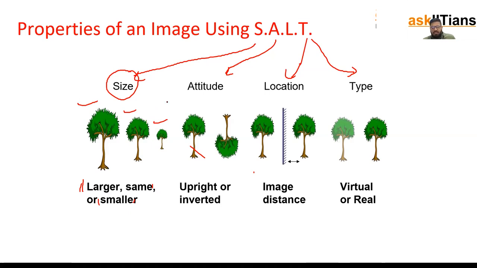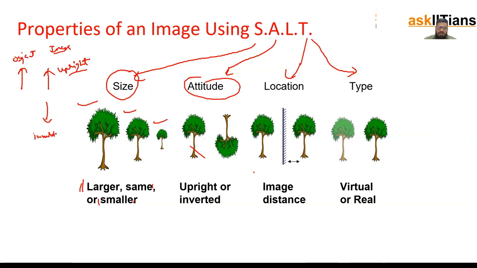Only three cases are possible. Yes or no? What about attitude? Attitude means, suppose this is the object and the image is also like this. So this is known as an upright image, with the same orientation as the object. Suppose the image is like this. This was the object, this was the image. So now the image is like this. This is known as an inverted image, in which the orientation of the object has just reversed.